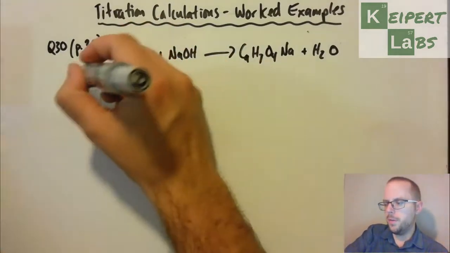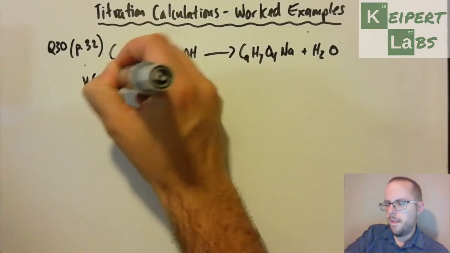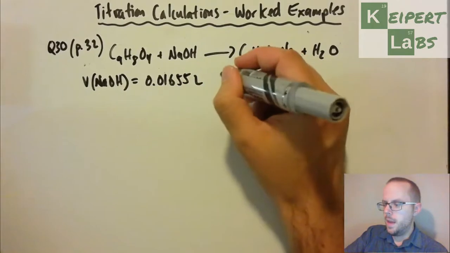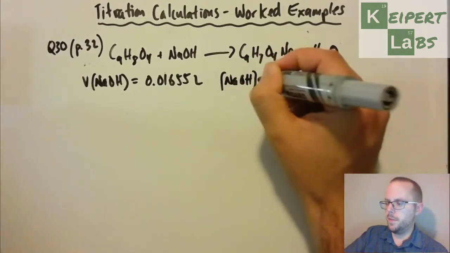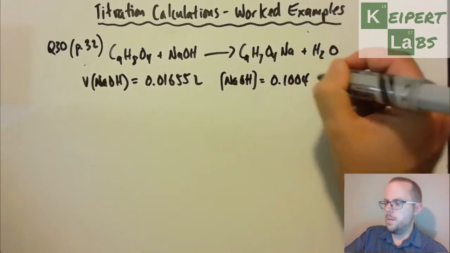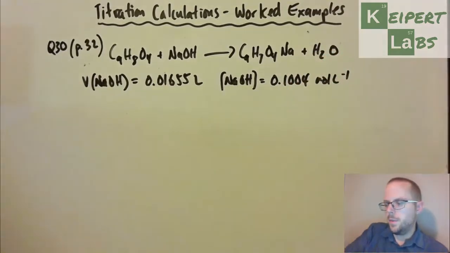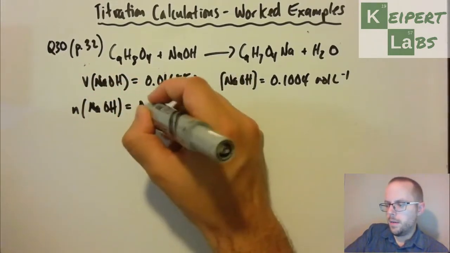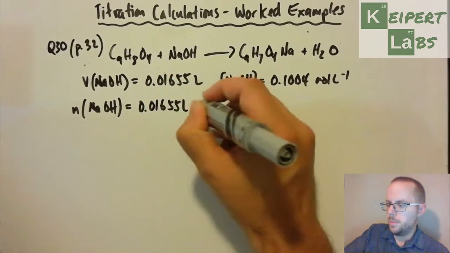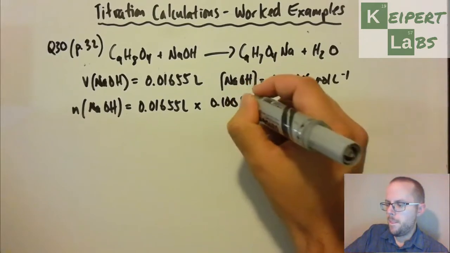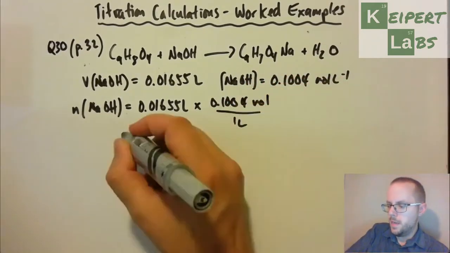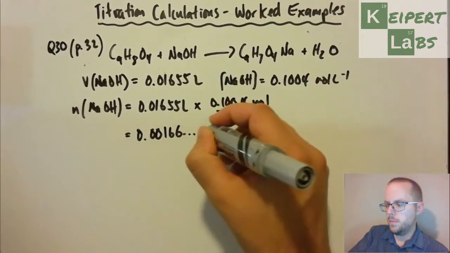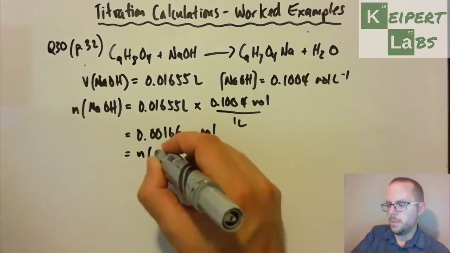Okay, so we've got a volume of sodium hydroxide of 0.1655 litres, and we worked out in our first step that the concentration is 0.1004 moles per litre. So what we need to do now is use that to work out our number of moles. So our volume times our concentration, moles for every 1 litre. So the value that we get is 0.00166 moles, which is equal to the moles of our aspirin.